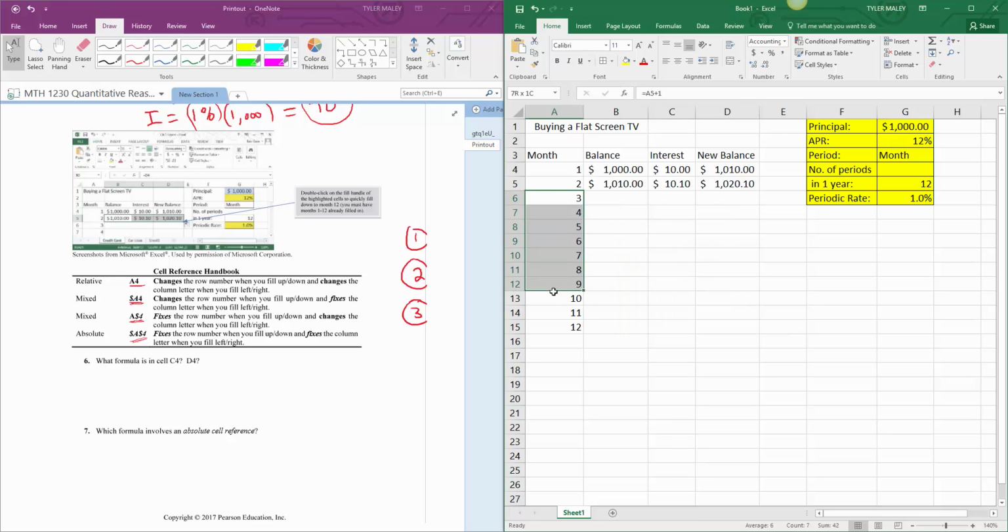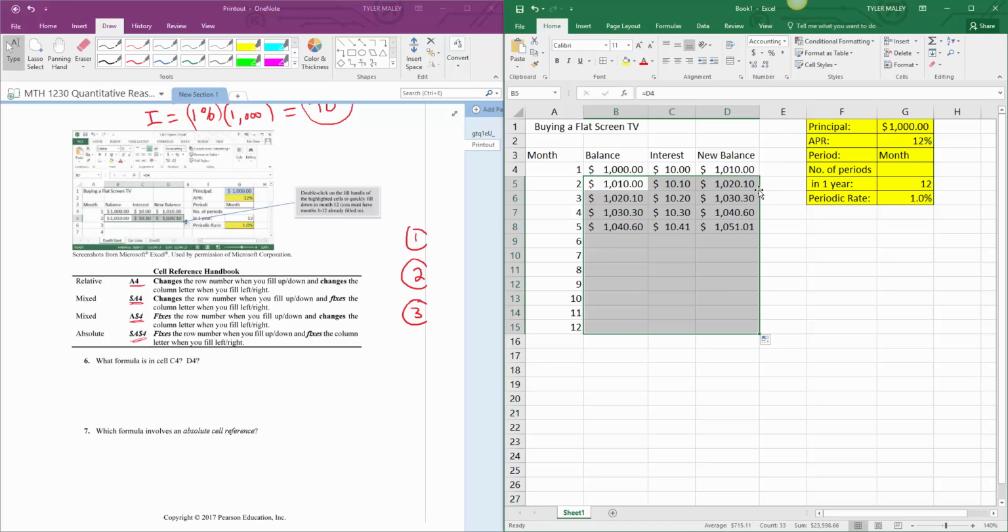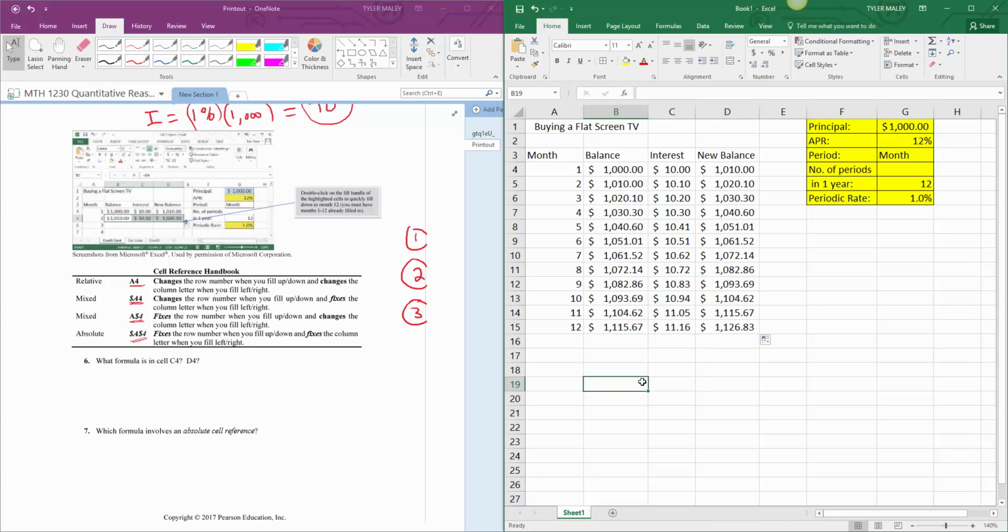Since I already have this column of month 3 through 12, Excel recognizes that I'm going to want to fill down to the end of where I stopped entering numbers, most likely. So if I highlight these and then double click on the fill down, it's going to pull it down all the way through month 12 automatically. So that can be a convenient feature to use.